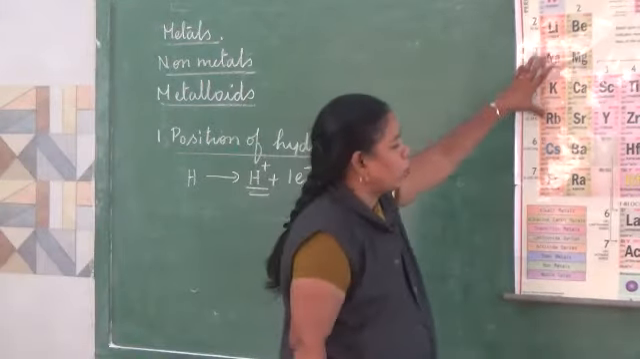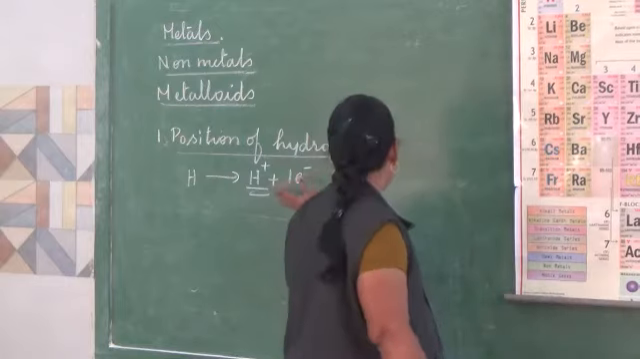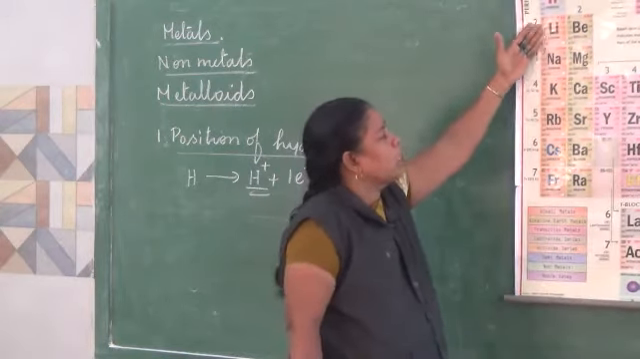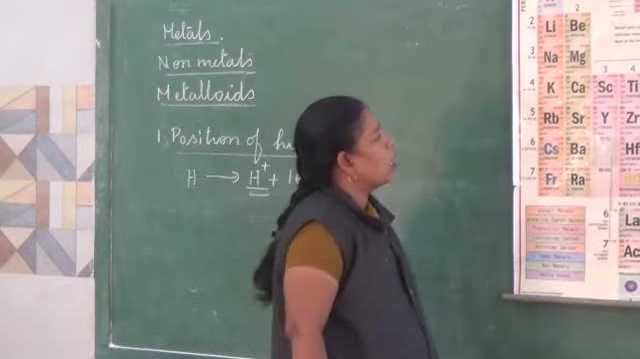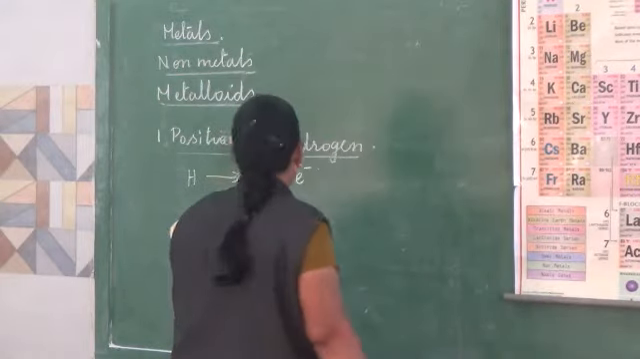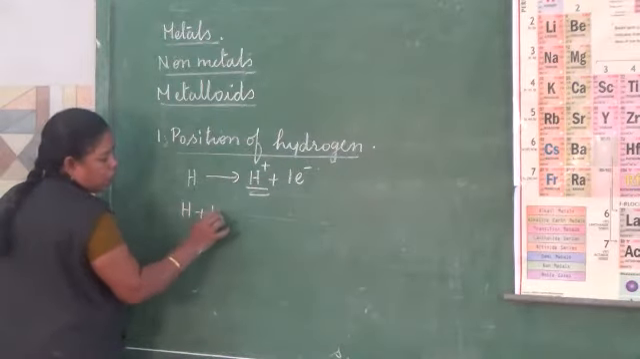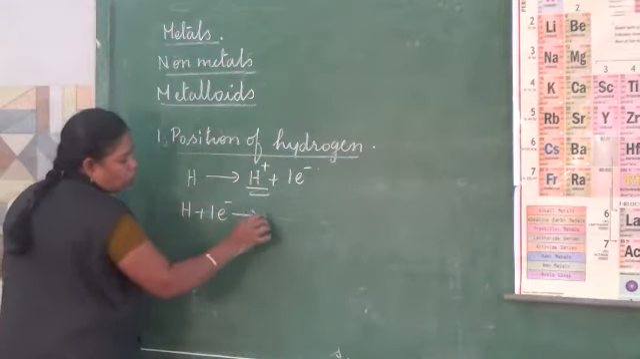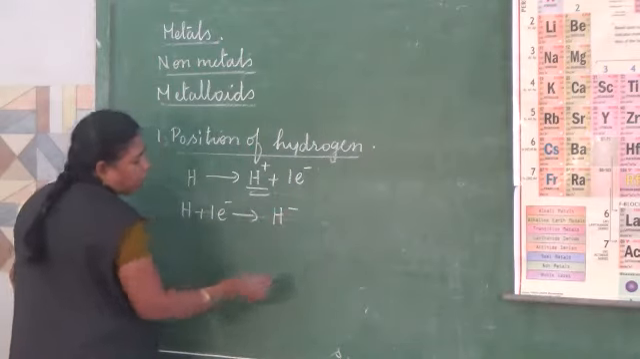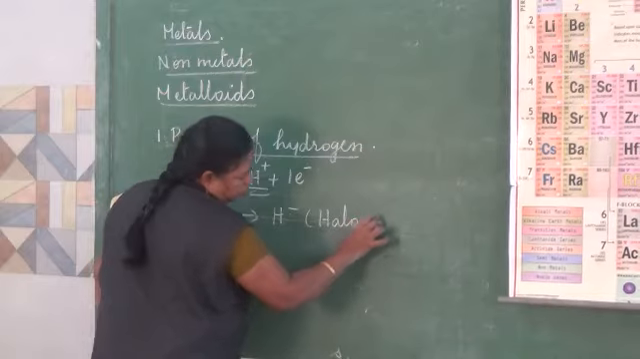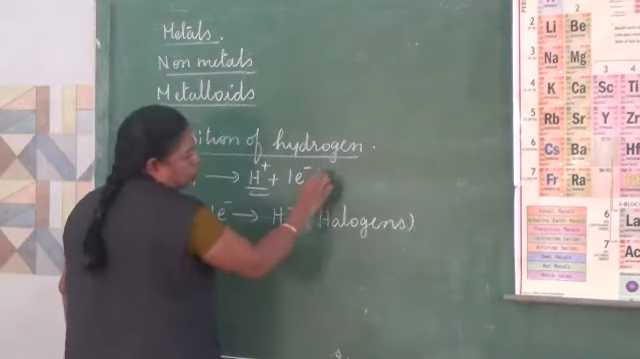Metals are capable of losing electrons. So, because of this electron-losing property, it is placed with the metals. At the same time, hydrogen is capable of gaining an electron too. Hydrogen is capable of gaining one electron to form a hydride ion, like halogens. This is like metals.